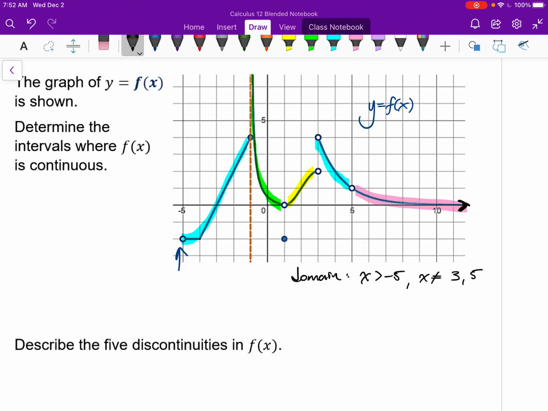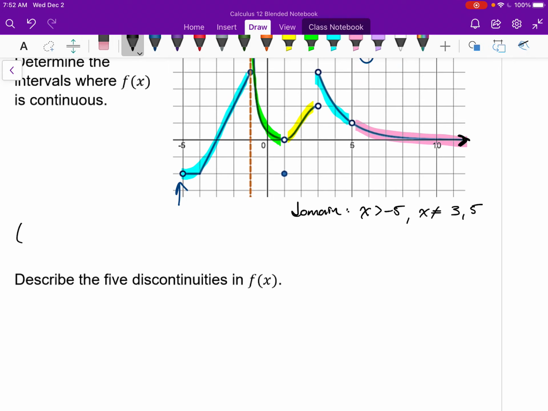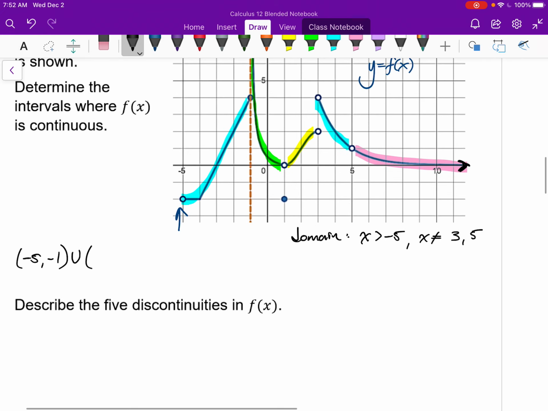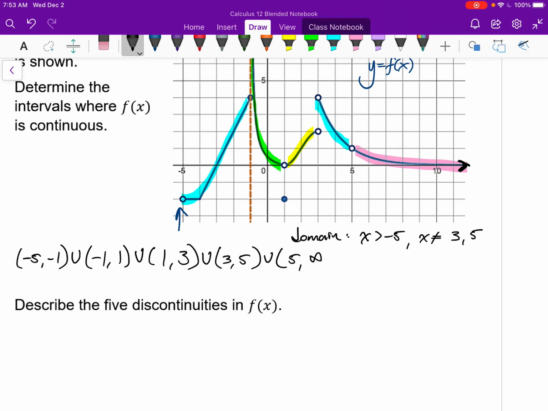And so this function is continuous, I'll use interval notation, from -5 to -1, but not including -5 and -1. It's not continuous at those points. And then it's a union of that. It's continuous from -1 to 1, but not continuous at those points. And it's continuous from 1 to 3. And it's a union of, it's also continuous from 3 to 5, but not at 3 nor 5. And then it's also continuous from 5 all the way to infinity. So it goes on, and you never reach infinity.